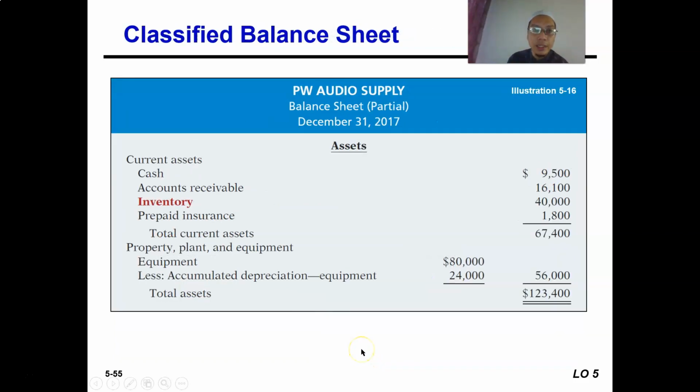Okay, next is the classified balance sheet. There's not much difference between the balance sheet of merchandising operation and service operations. The only difference is at the asset section, where the merchandising operation will have an inventory account. Of course, service based operations usually do not have an inventory account as an asset, but merchandising companies would definitely have an inventory account in their current assets, but otherwise everything else will be the same.